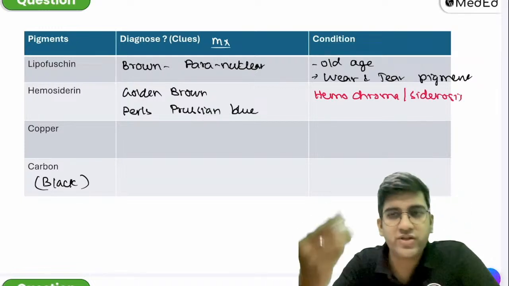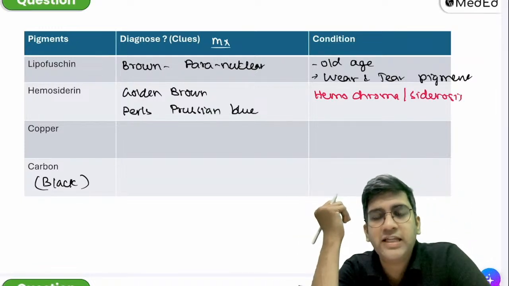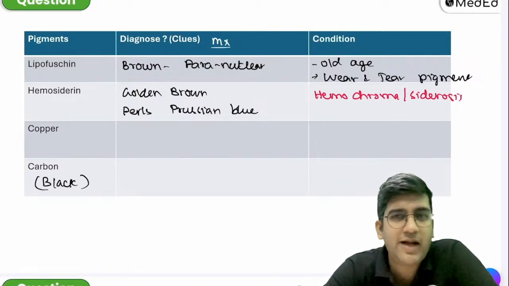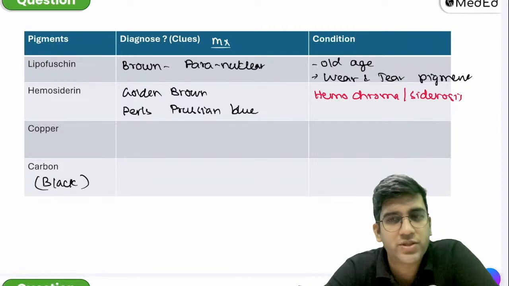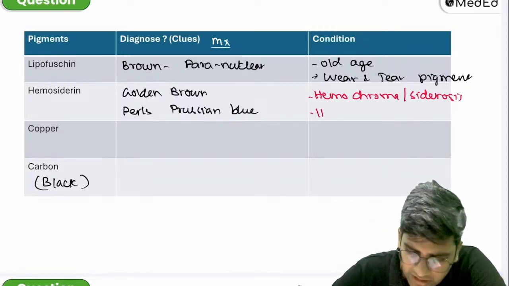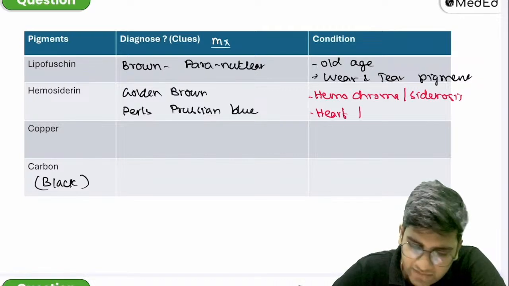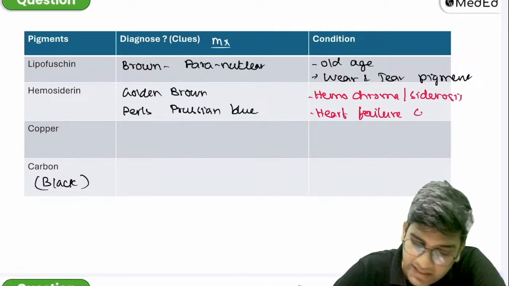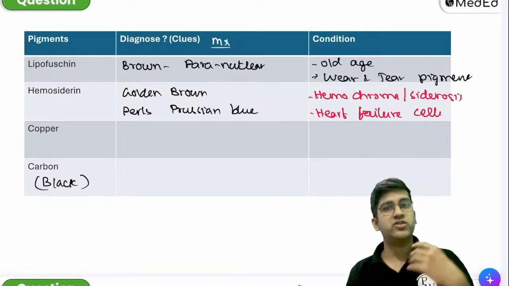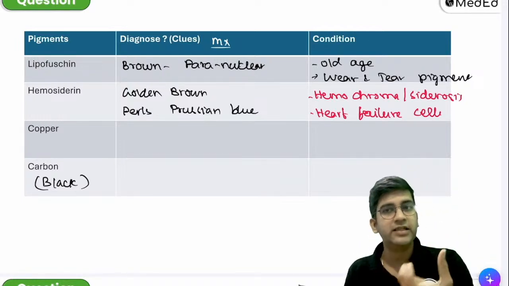If I give you a history which says you are having a hemosiderin deposit in the macrophages of the lung alveoli, what will be the diagnosis? It will be seen in a condition called heart failure cells. Heart failure cells are seen in chronic heart failure or chronic pulmonary edema, where you'll have lots and lots of hemosiderin accumulation inside the macrophages, right?